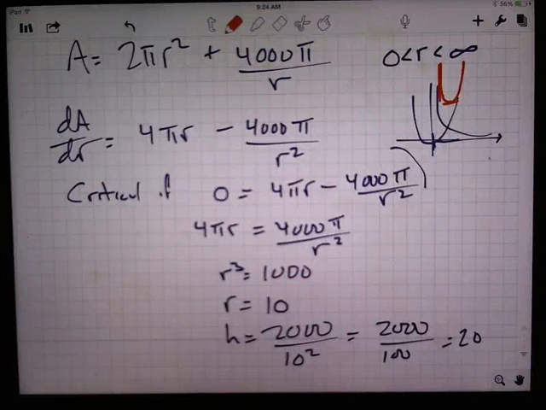Okay. There you go. There's your second related rate problem, not related rate, whatever this is. Optimization. There we go.